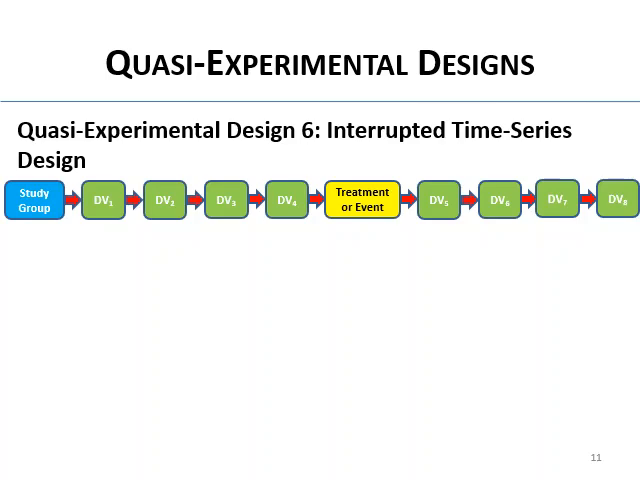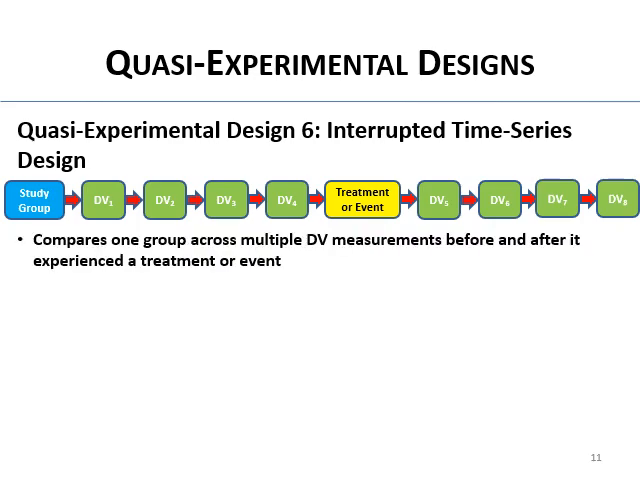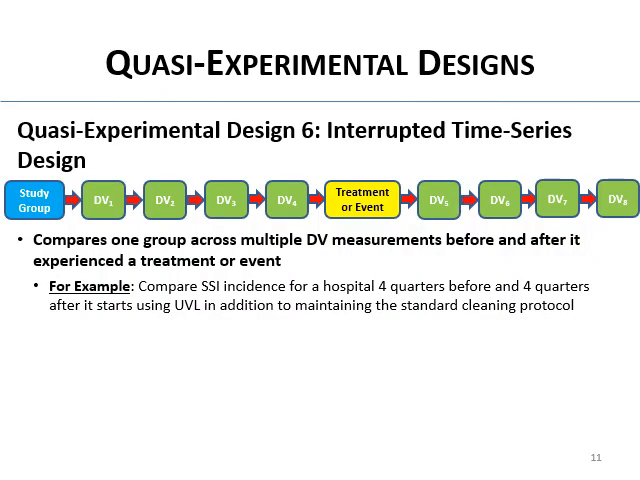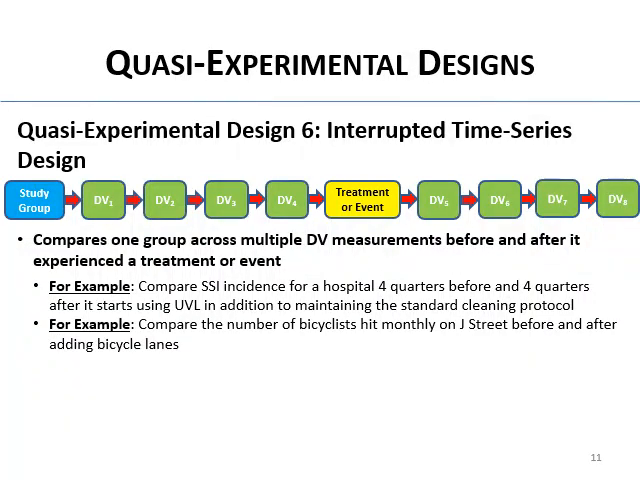So you've got sort of pre-post design on steroids here, right? With multiple measures before and multiple measures after, but there's no comparison group. So you compare one group across multiple DV measurements before and after it experienced some sort of treatment or event. So for example, you could compare the surgical site infection incidence for a hospital 4 quarters before and 4 quarters after they start using ultraviolet light in addition to their standard cleaning protocol. Or another example, you could compare the number of bicyclists who are hit monthly on J Street in downtown Sacramento before and after they added bicycle lanes.